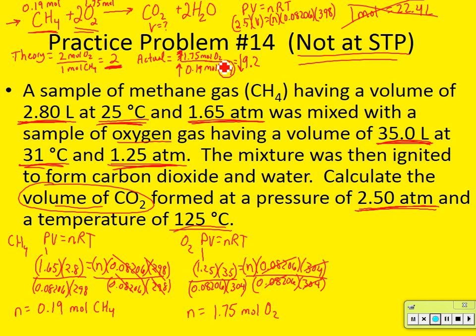So what's our limiting one? CH4. CH4 is limiting. Okay? So let's make note of that. This is our limiting reactant. So when you do your stoichiometry, should you base it off of methane or oxygen? Methane, it's our limiting, it's going to run out first.